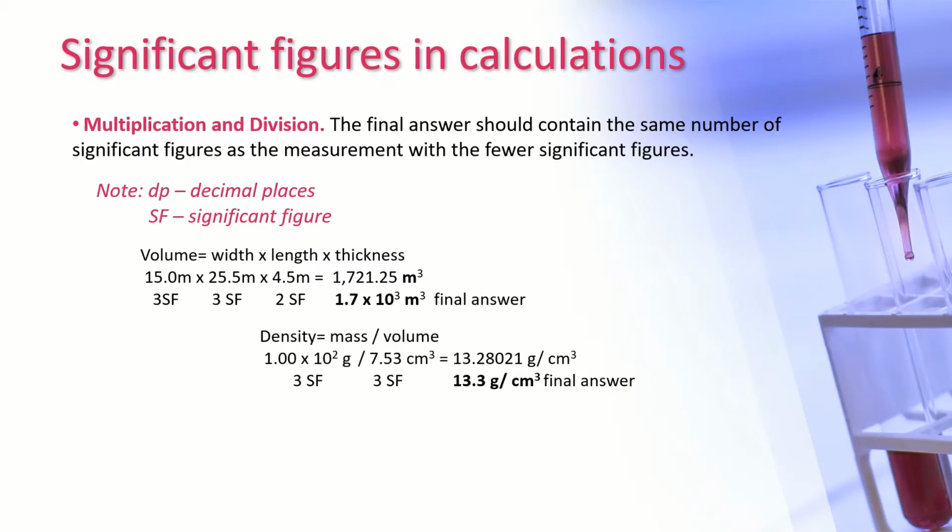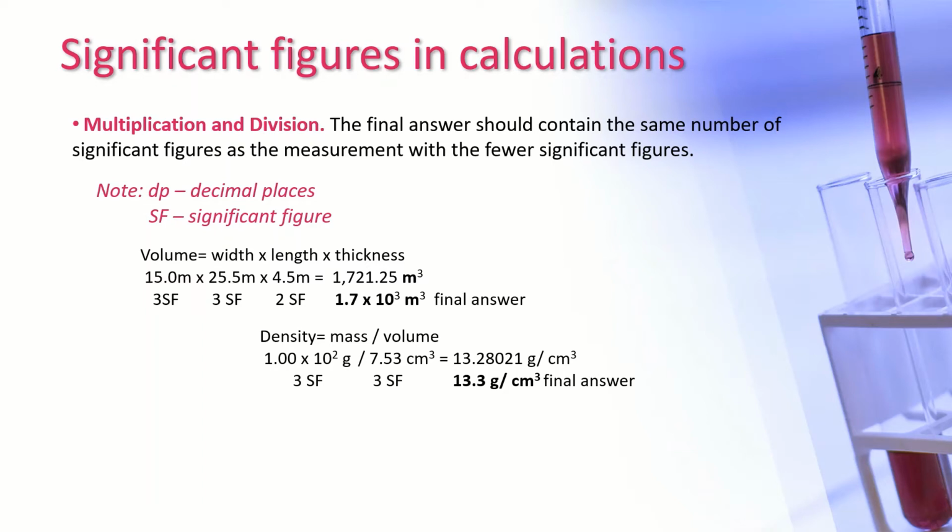Now, in solving for the density, the formula is mass over volume. If the mass is 1.00 times 10 to the power of 2 grams with a volume of 7.53 cm cubed, the mass of 1.00 times 10 to the power of 2 has 3 significant figures, while the volume of 7.53 cm cubed has 3 significant figures. The mass and the volume both have 3 significant figures, so the final answer or the quotient should have 3 significant figures.